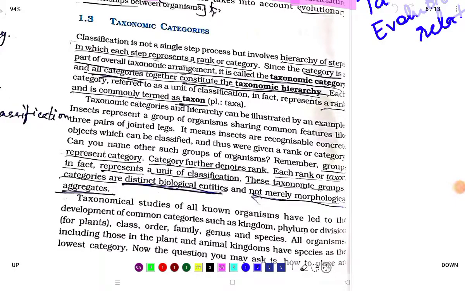Hey guys, welcome back. Now we are going to see about part 3 of Living World, Class 11, and now we are going to get started with taxonomic categories.